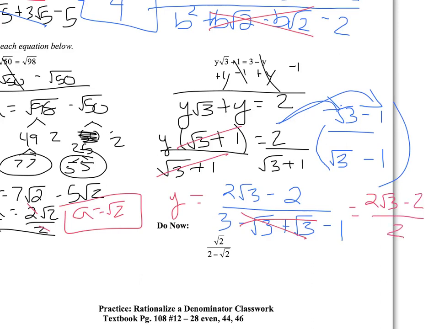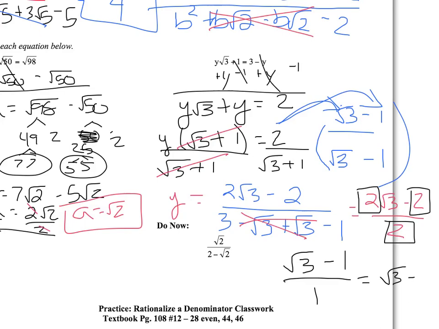Finally, I know it's a long problem. Notice these 3 2's. If those pieces have something that can be taken out, we are going to do that. So, you notice the 2 goes into 2, 2, and 2. So reducing that would give me radical 3 minus 1 over 1. Or you can just leave it as radical 3 minus 1.